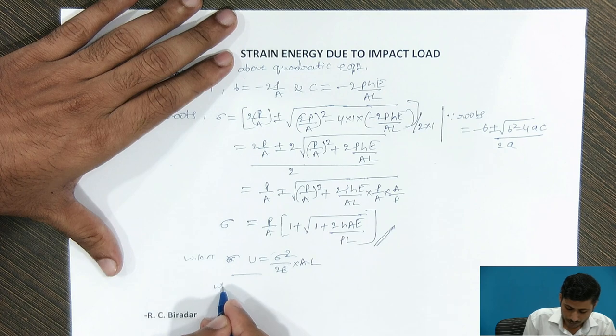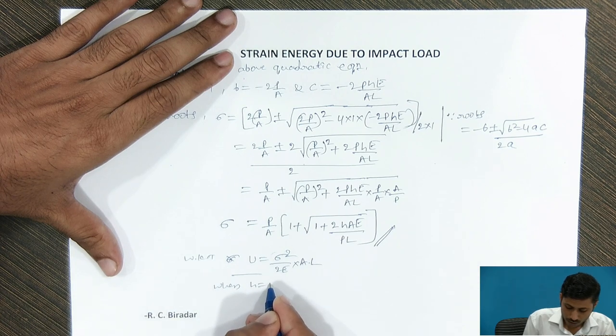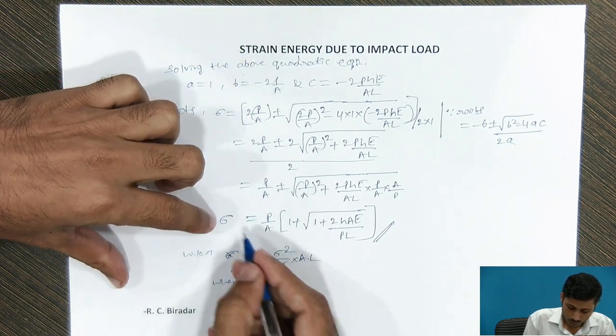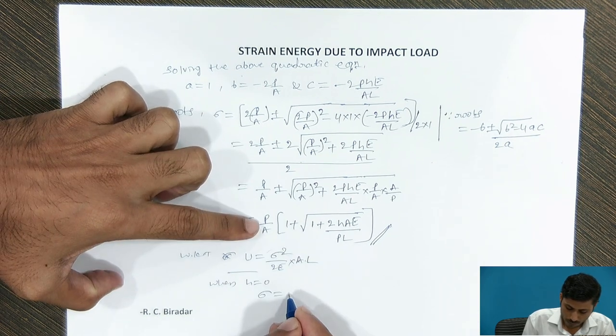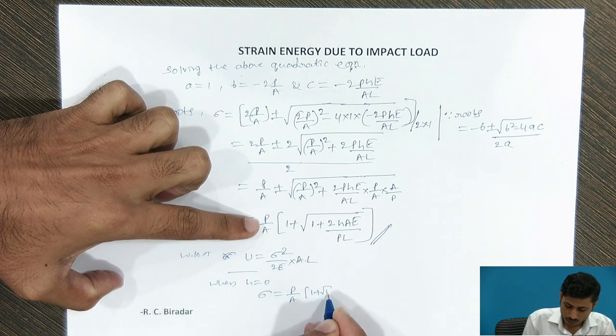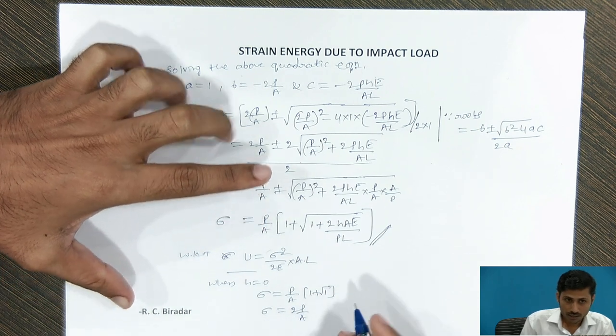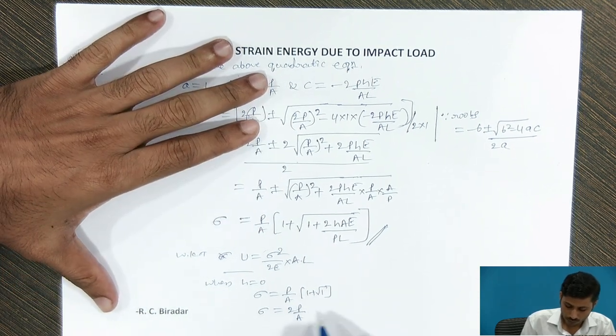So when H is 0, sigma is P by A into 1 plus square root of 1, it becomes 2 times P by A, and this is clearly the case of sudden type of load.